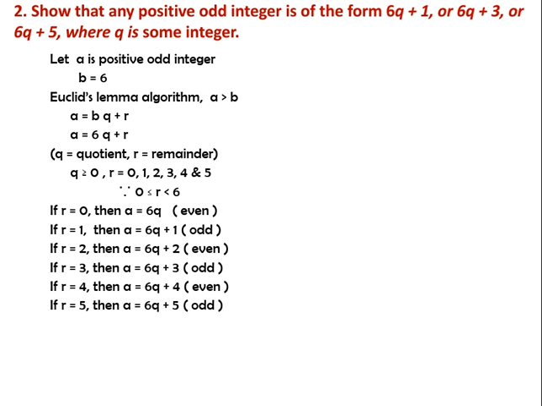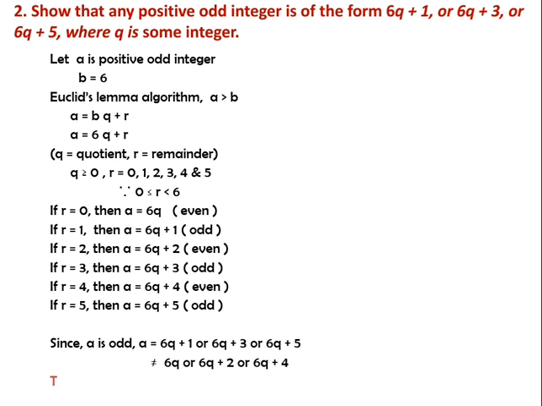So the r values are substituted. Now which of these are odd, as asked in our question: show that any positive odd integer is of the form. So the odd integers are 6q plus 1, 6q plus 3, 6q plus 5. So these three values are of the form odd. Since a is odd, the values are 6q plus 1 or 6q plus 3 or 6q plus 5. So even integer values will not come. So not equal to 6q or 6q plus 2 or 6q plus 4.